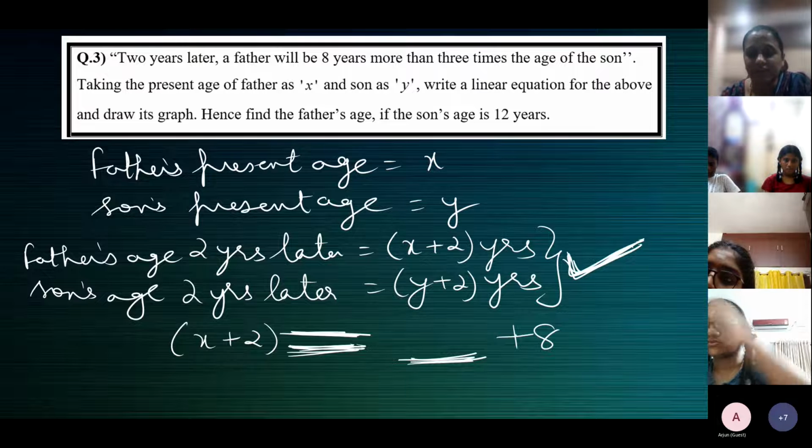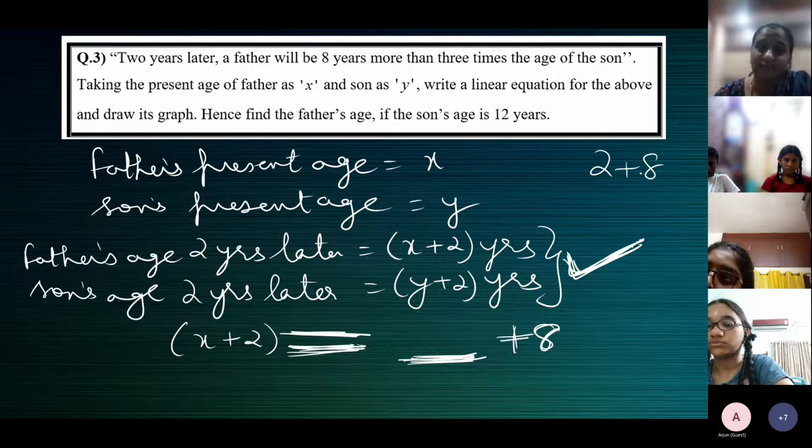8 years more than. So more than something, that something should come here. If I say I want 8 more than 2, that means 2 plus 8. 8 more than 2, so I want 2 plus 8.